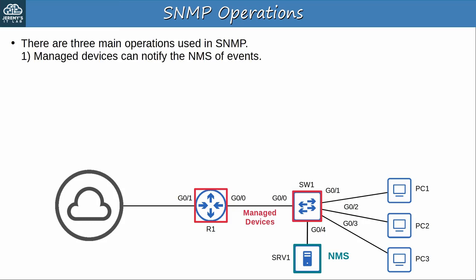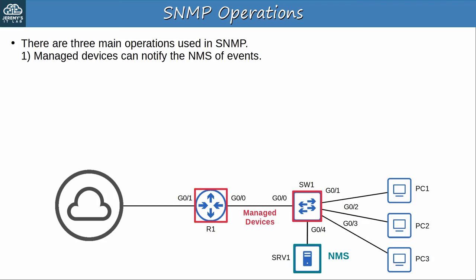The first one is that managed devices can notify the NMS of events. For example, perhaps Switch 1's G0/1 interface had a hardware failure and its status changed to down. It can send an SNMP message to the NMS, server 1, telling it that the G0/1 interface has gone down. The actual SNMP software on the server, or the NMS, might be configured to notify the network administrator to inform them of this event, for example.